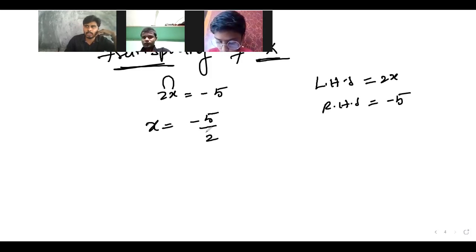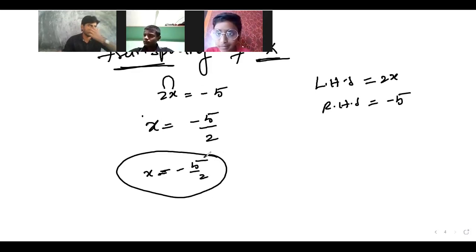It means x is equals to 5 by 2. 2 will go to the denominator of minus 5. So x is equals to minus 5 by 2. Finally, we got the x value here.